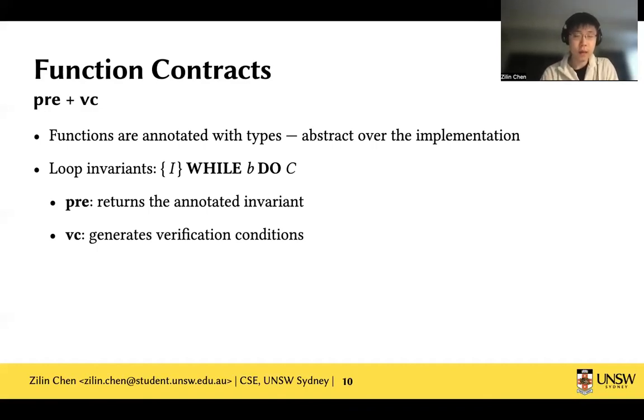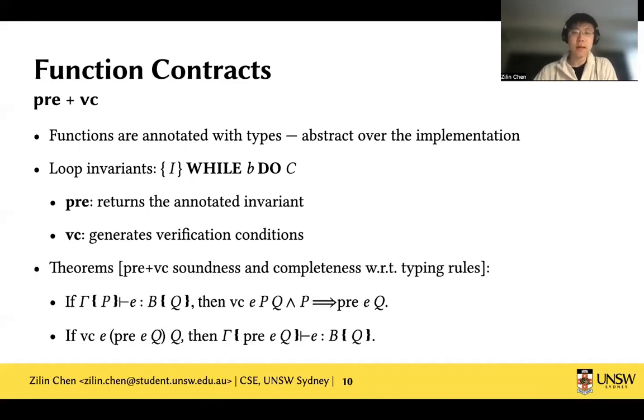The way we compute the weakest precondition then is by defining a pre-function which immediately returns the user annotation when it sees a while loop, and also a VC function which generates verification conditions. It checks the validity of the user annotations. We can do WP in the same way as pre and VC. And we prove the soundness and completeness of this combination with respect to the typing rules.